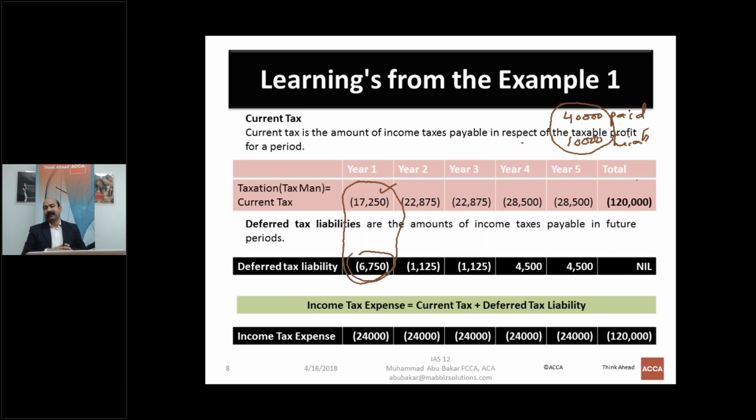The second effect will be credited to the two accounts: deferred tax liability 6,750 and current tax payable 17,250. 24,000 will appear in the profit and loss account, and it is subdivided into two. Likewise, year 2, year 3, year 4, year 5.